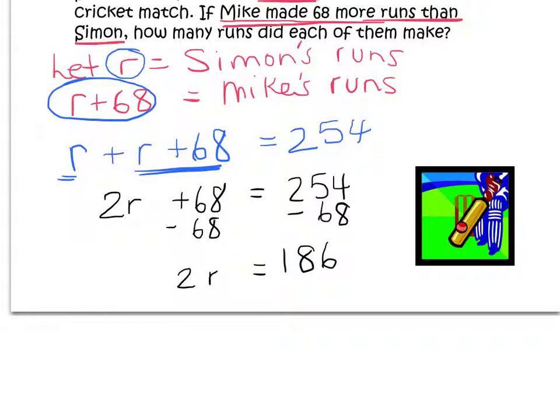And now to get r on its own, I need to divide both sides by 2, and that gives me r is equal to 93. Now look back at the question and see what it was asking. It says how many runs did each of them make? So in the beginning we defined r as the amount of runs Simon made. So we know that Simon made 93 runs.